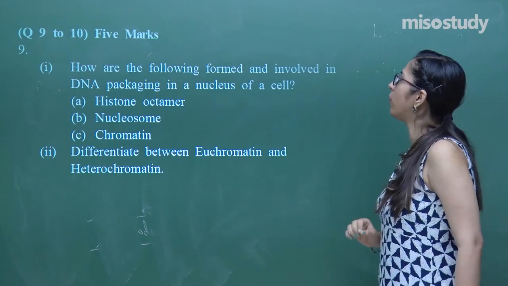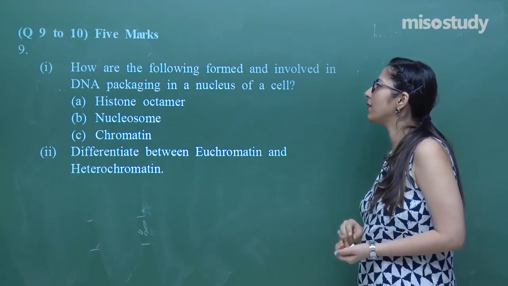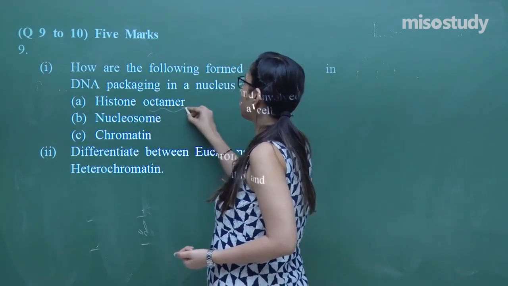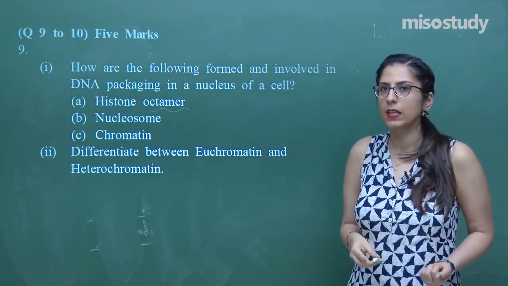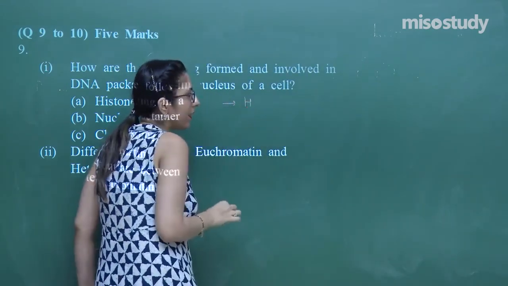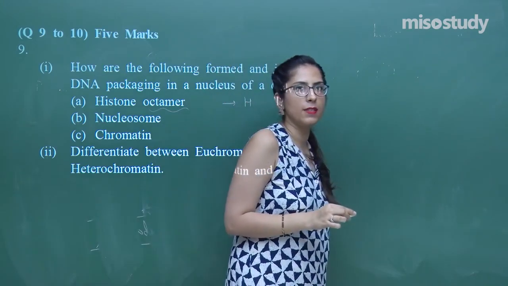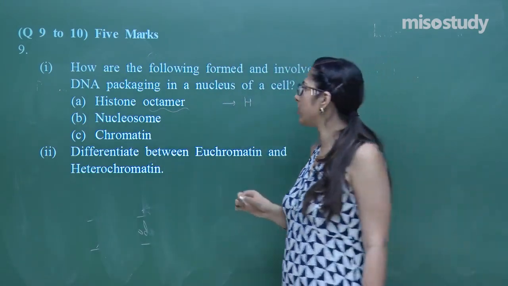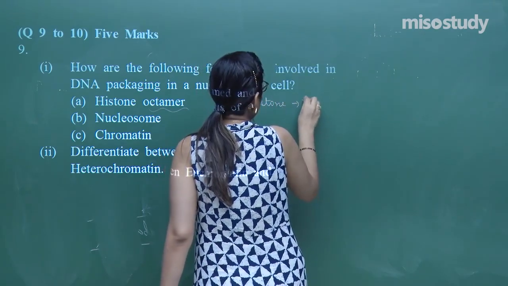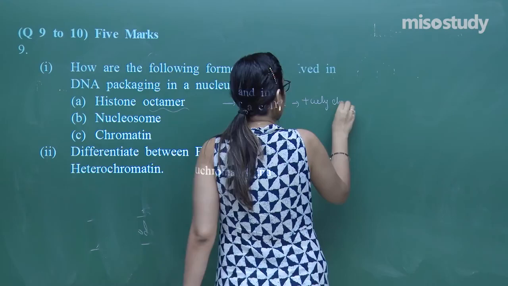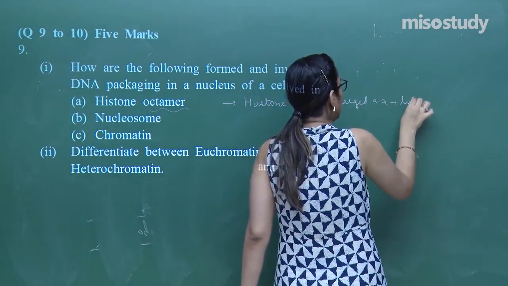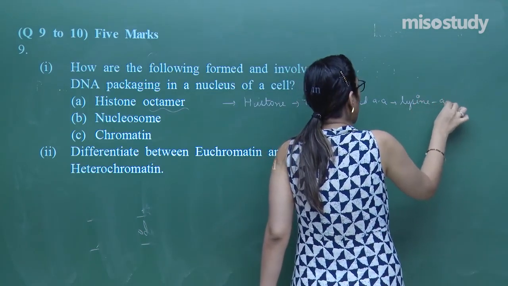How are the following formed and involved in the DNA packaging in the nucleus of a cell? First of all, they have written the histone octamer. Yes, two molecules of each of the histones. You know, histones are those which are rich in positively charged amino acids, like lysine and arginine.